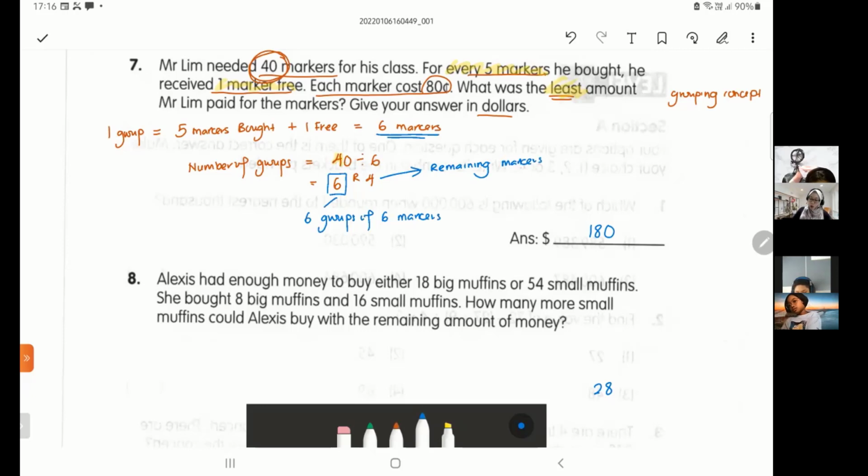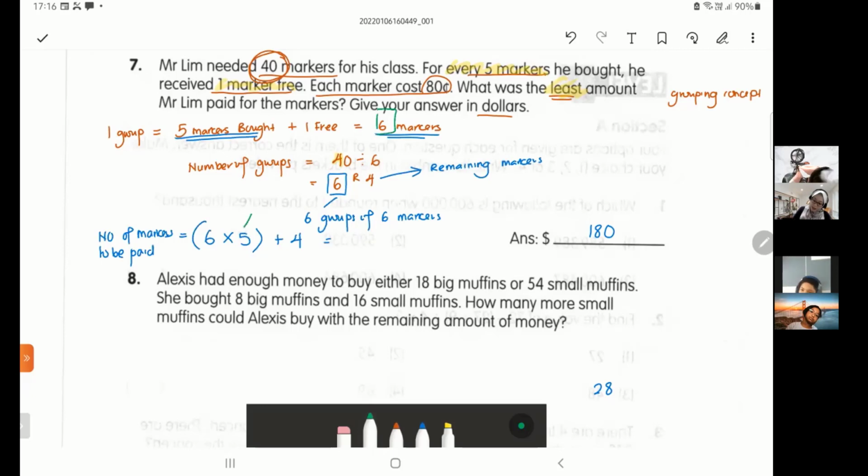So you know that each marker is 80 cents, right? Right now I have 6 times the 5 markers that I bought. 6 times 5, right? And then you have to add it up with 4 first. This is the number of markers that I need to pay for, to be paid.